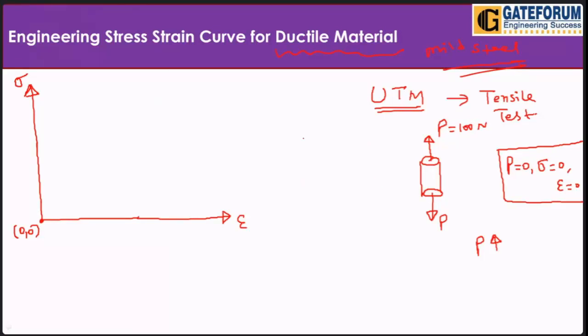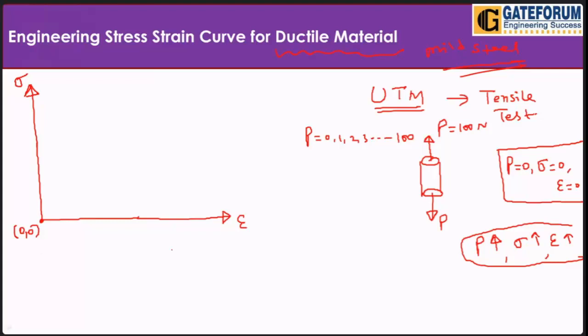It starts with 0 Newton, that is P equal to 0, then 1, then 2, then 3, and so on, until it reaches the maximum value of 100. This is known as gradual load. So the load goes on increasing gradually. If load increases, definitely stress increases as well as strain also increases.